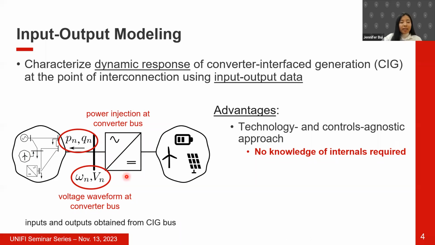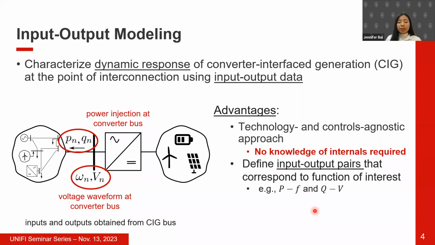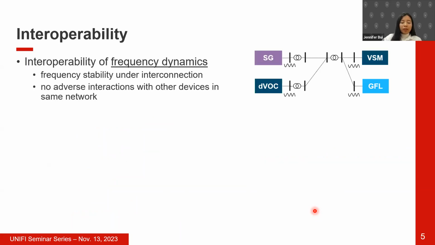The idea here is that the converter is connected to a network or grid, and we use measurable and accessible data collected at this interconnection bus here to characterize the converter's behavior. These measurements can also be used to define different input-output pairs that correspond to different functions of interest. With that said, let's discuss how input-output modeling can give us better insight on interoperability.